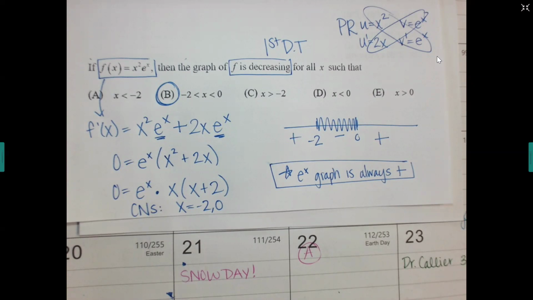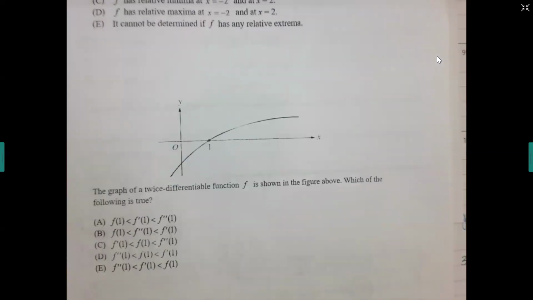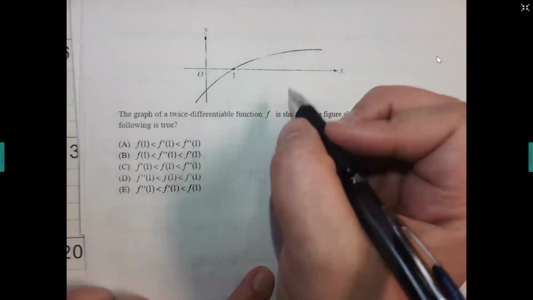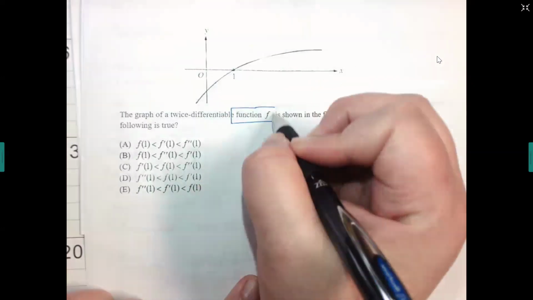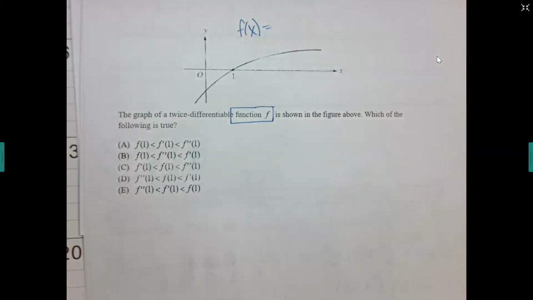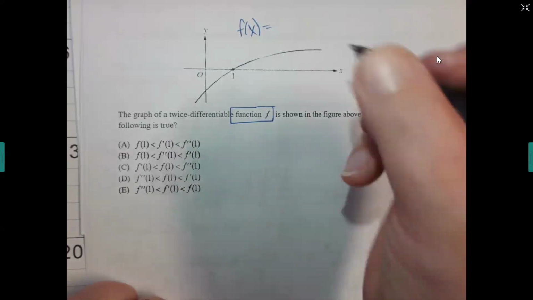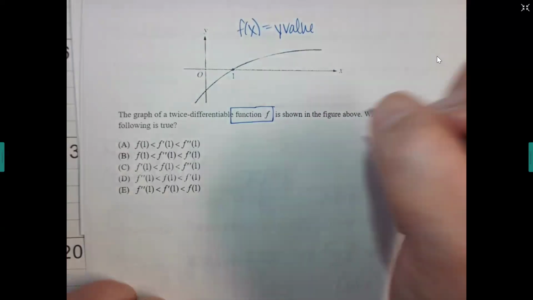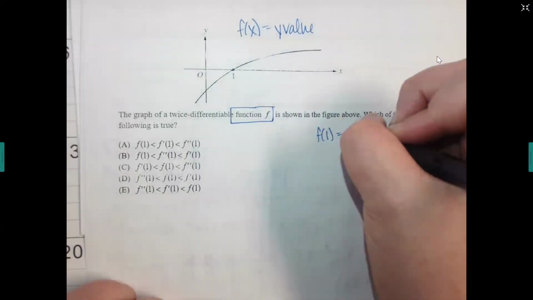Okay, so you have a graph of f. So this is f of x. You must compare three things: f of 1, f prime of 1, and f double prime of 1. So if this is a graph of f, what would f of 1 be? It would be the Y value, which in this case would be zero. Okay, so I'm gonna put down here, f of one is zero.